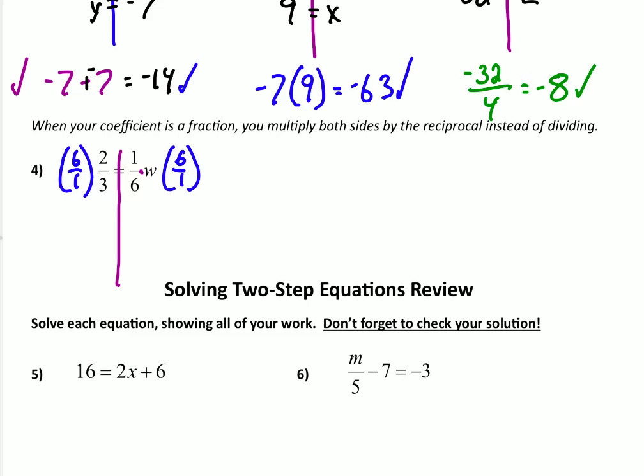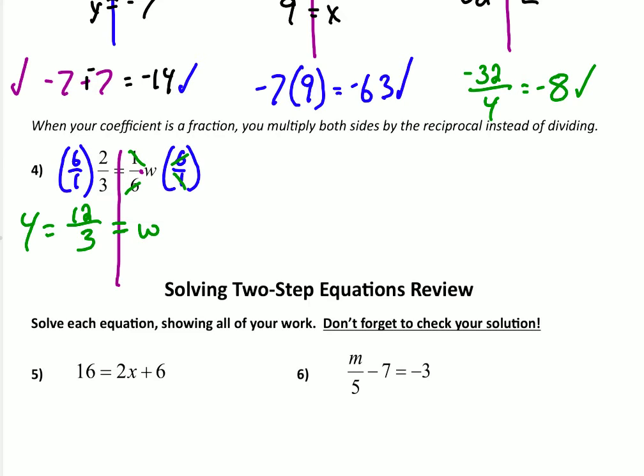We do that because notice the 6's divide out, the 1 and the 1 divide out, everything turns to 1's, and I'm just left with w. On the left-hand side, 6 times 2 is 12, 1 times 3 is 3, 12 over 3 is really just 4, so w equals 4.